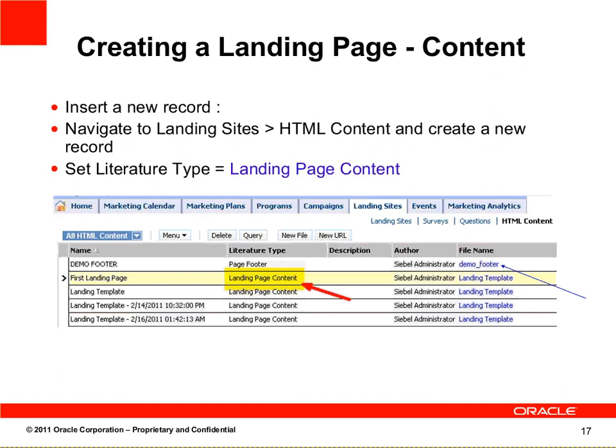Once you create the HTML content and you save the document, you can go to landing site, HTML content, and create a new record. You insert a new record and you set the type to landing page content. You select the file that you created previously.